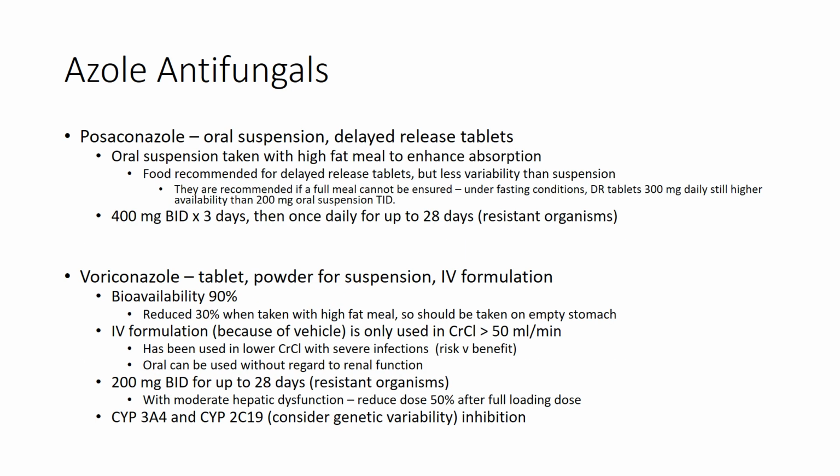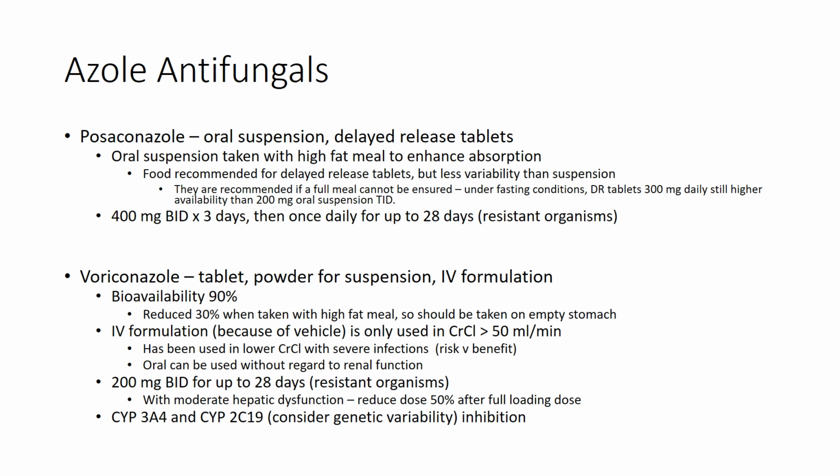The other choices are posaconazole, which comes as an oral suspension and delayed release tablets, and voriconazole. When it comes to posaconazole, the oral suspension should be taken with a high-fat meal to enhance absorption. Food is also recommended for the delayed release tablets, though there is less variability than with the suspension. So if food is recommended and a full meal can't be ensured, we do need to consider the different options that are available. The dosing for this is usually only for resistant organisms and is 400 milligrams BID for 3 days, and then once daily for up to 28 days.